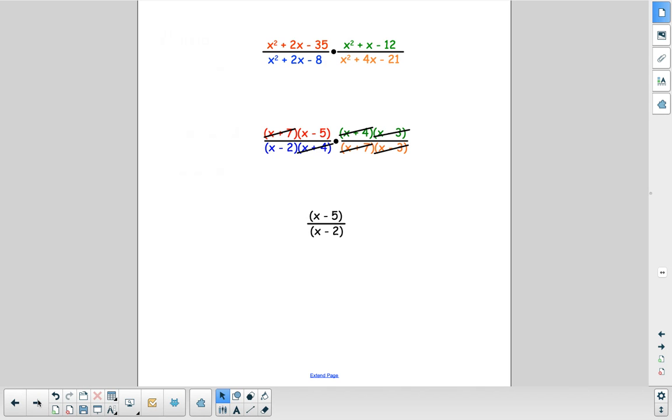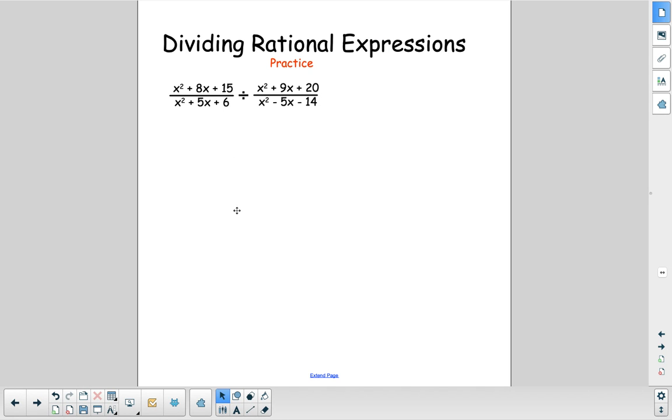And I have one for you to practice. So you guys practice this one. You're going to do the keep, the flip, the change. Then you're going to factor and cancel and write your simplified form as your answer. So take a minute and work on this.